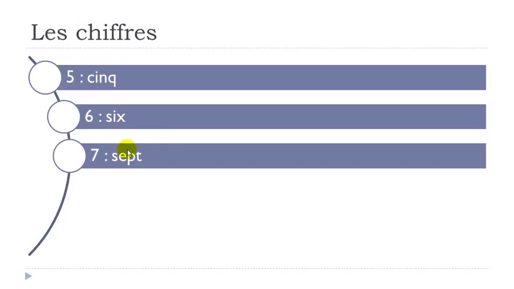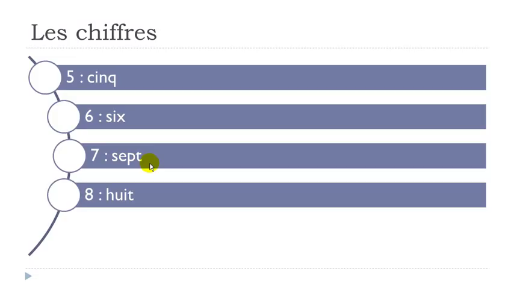Then here, remember, P is not pronounced, okay? It doesn't exist, so you get this set sound, set, set. Okay, then here final T is pronounced, so huit, huit.